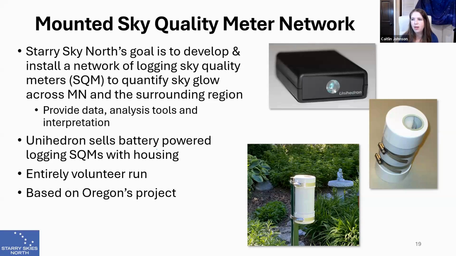Unihedron is the manufacturer of the sky quality meter shown here, and it's logging. So this looks different than the handheld one. It has no screen or any buttons because it just continuously takes data. It's battery powered, and they sell these housings along with it. It's a PVC pipe with a hole here, and there's a little bit of foam that keeps the device upright and positioned properly inside the housing. These can then be mounted in a variety of different ways.